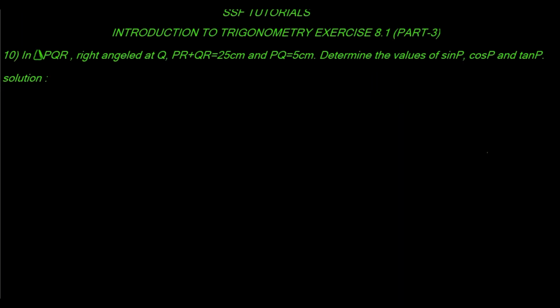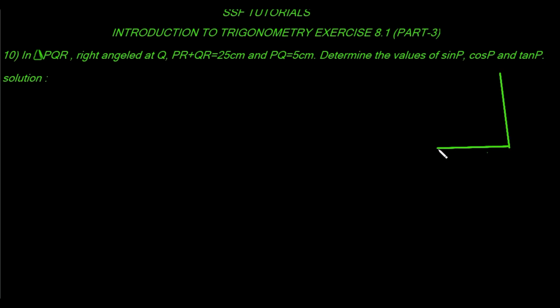So guys, let's move on to our last question, which is question number 10, which states that in a triangle PQR, right angled at Q, PR plus QR is equal to 25 centimeter and PQ is equal to 5 centimeter. Determine the value of sin P, cos P and tan P. So now let's draw a relevant diagram for the question, which is going to be like this.